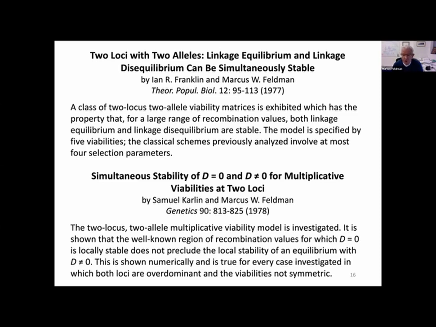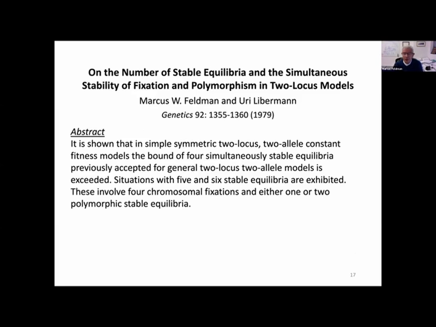So he came to me and he said, that must be true of the multiplicative viability system, a general multiplicative viability system. So we sat down and developed some analysis that showed exactly that. So Carlin was actually very magnanimous about not getting upset that we had shown these things to be wrong, that he had published previously. In addition, on the numbers of symmetric equilibria, we showed that you could have 5 and 6 stable, not just the 4 that he claimed from his review paper, and that you could have 4 fixation states and 1 or 2 polymorphic equilibria stable at the same time.